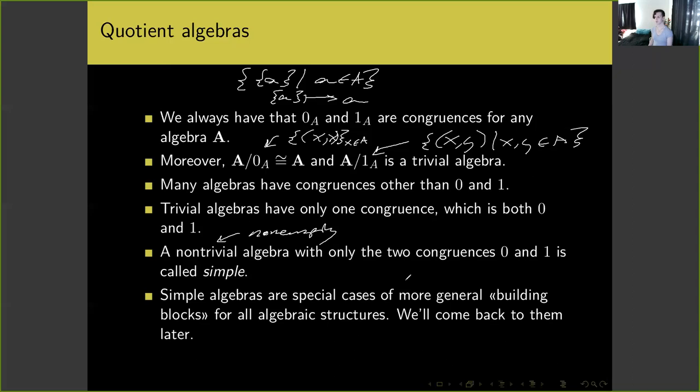So simple algebras are actually special cases of the more general building blocks of all algebraic structures. So these are special cases of that class of algebras, which I said played the same role that prime numbers do in arithmetic. We'll come back to them later, but this is a first hint at what those prime basic building blocks are. Simple algebras are a special case of those. We won't get into it yet, but that's a hint at what is coming and maybe what those special algebraic structures will look like in general.